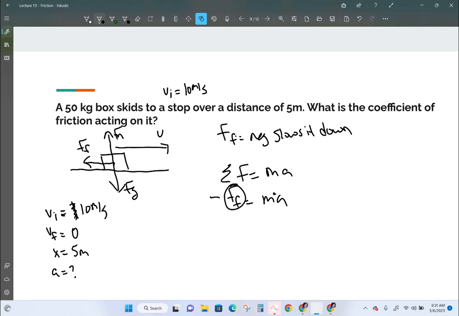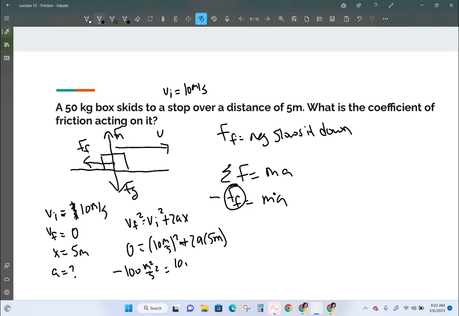No time. The only formula I have is VF squared equals VI squared plus 2AX. So VF is 0 and VI is 10. I'm going to have to square it, plus 2 times A times 5 meters. So I'm going to subtract 10 squared from both sides. That's going to be negative 100 meters squared per second squared equals 2 times 5, 10 meters, times A. So if I divide 100 by 10, I'm going to get negative 10 meters per second squared.